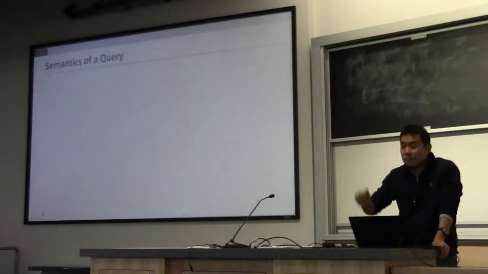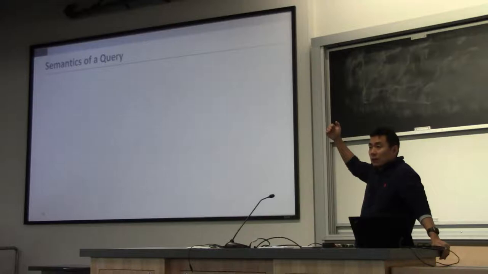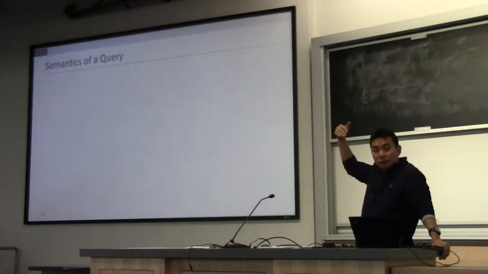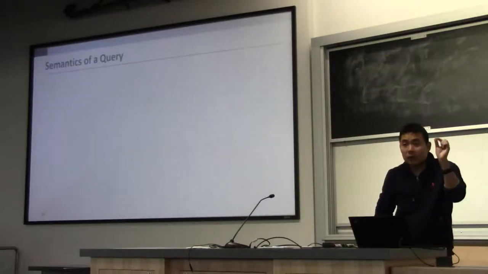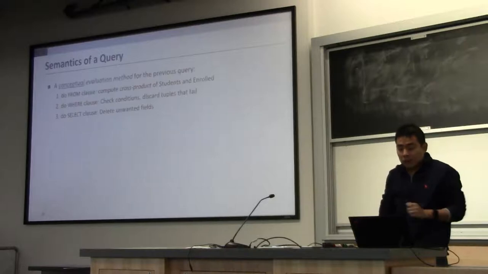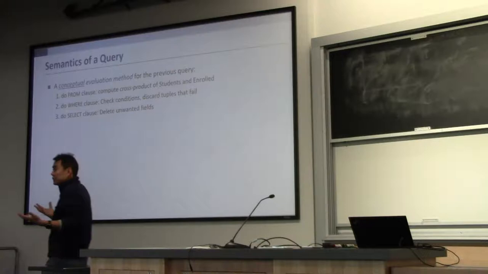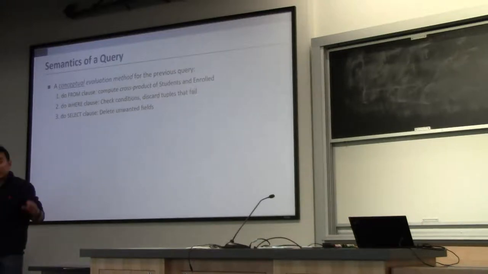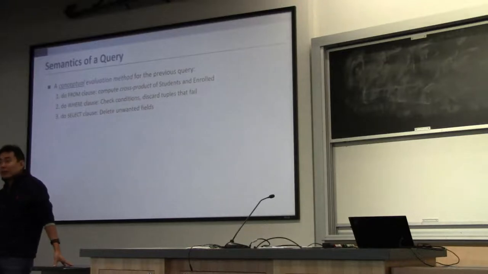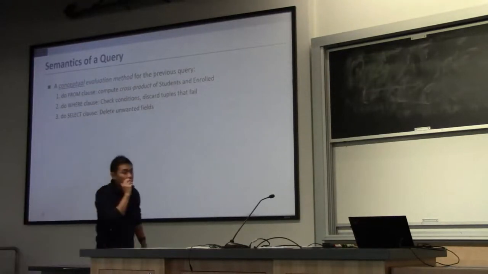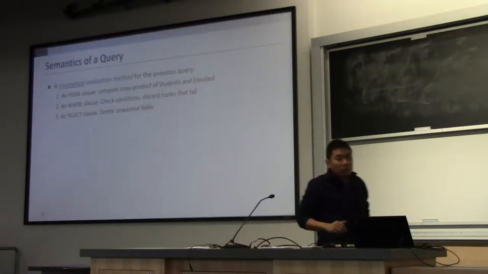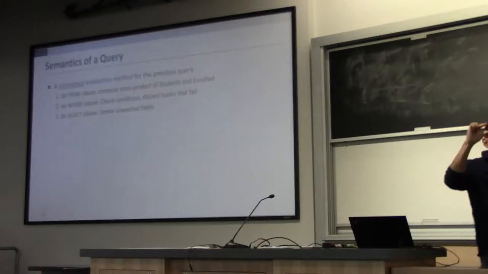So the semantics of the query we are seeing from this slide and the previous slides is the following. Keep in mind this is really a conceptual way of evaluating database queries. I will explain why this is only a conceptual way of evaluating database queries. People never use this particular way to evaluate database queries, which I will explain in a minute. Conceptually what's going on is you take the from clause.